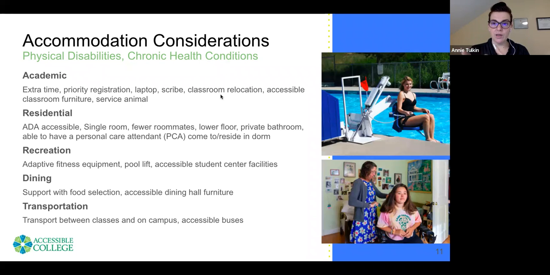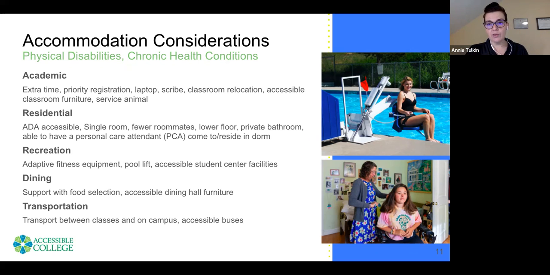Classroom relocation, so that you're getting an accessible space, so that you're making sure that your classes are centrally located. Having accessible furniture, that's another key piece of the puzzle for a lot of students with physical disabilities, or if they use a mobility device that they need to ride up to the desk in. It's important to be investigating these things up front. On the residential front, it might be ADA accessible, could be a single room, a lower floor, the ability to have a personal care attendant live in the residence hall and or come to the residence hall.